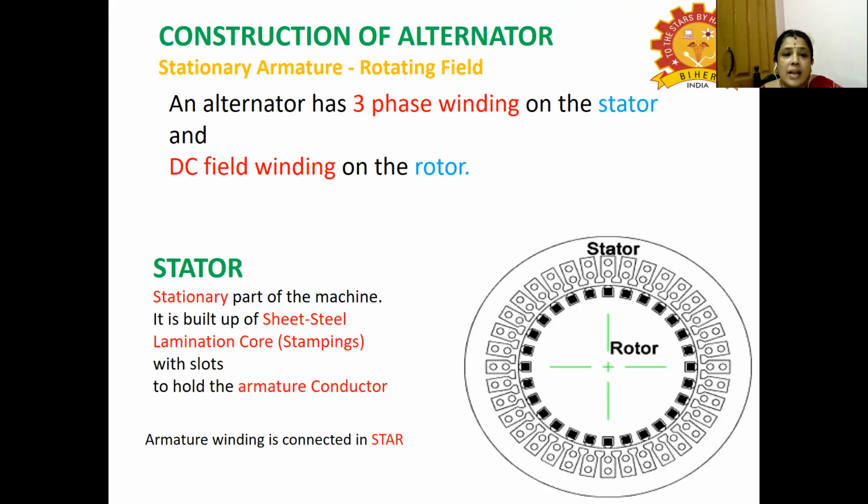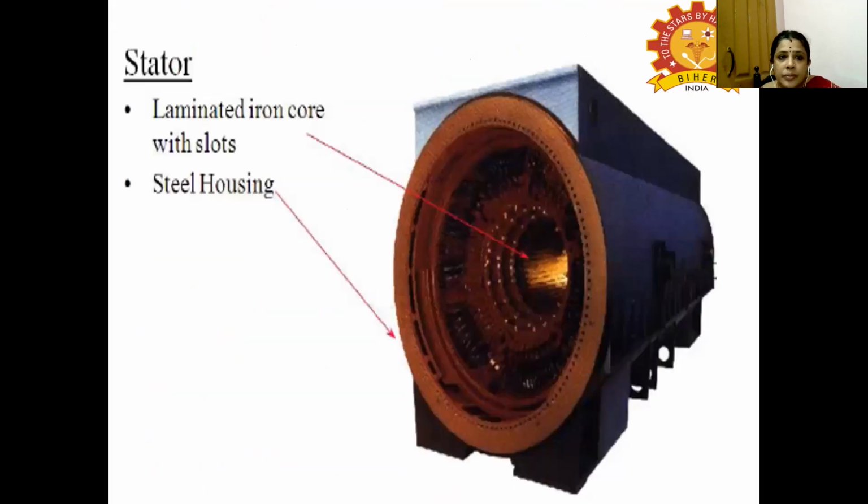Construction of the alternator. An alternator has a three-phase winding on the stator and a DC field winding on the rotor. The stator is the stationary part of the machine. It is built up of steel sheets, laminated core stampings with slots to hold the armature conductors. The armature winding is connected in star. This is a laminated core with slots, and the steel frame is housing this.